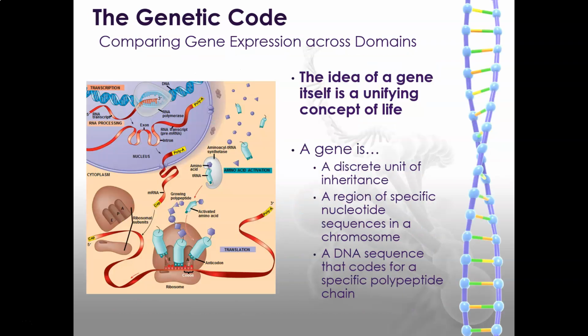So we have this idea of a gene sort of as a unifying concept of life as a whole. A gene, period. Doesn't matter if I'm talking prokaryote, eukaryote, anywhere in between. A gene is a discrete unit of inheritance. It's a region that specifies a sequence in a chromosome, and then that sequence codes for a specific polypeptide chain.